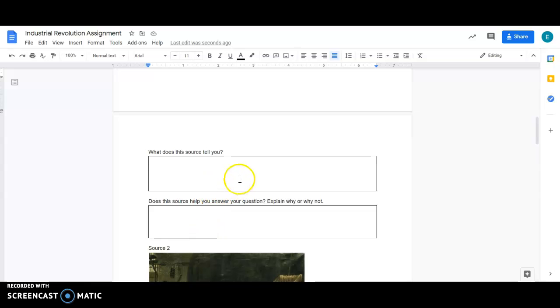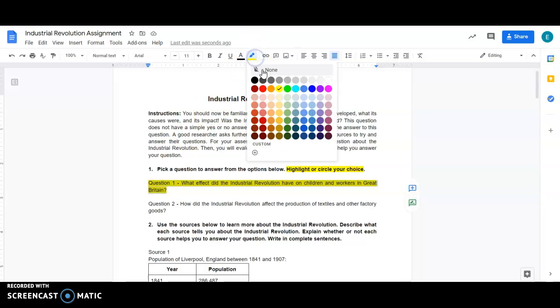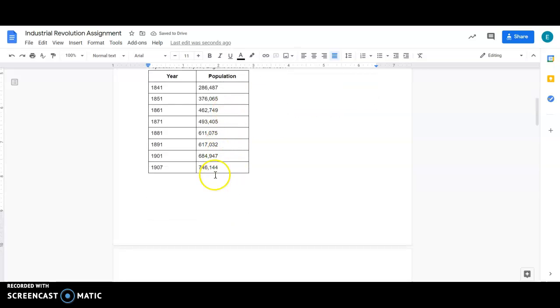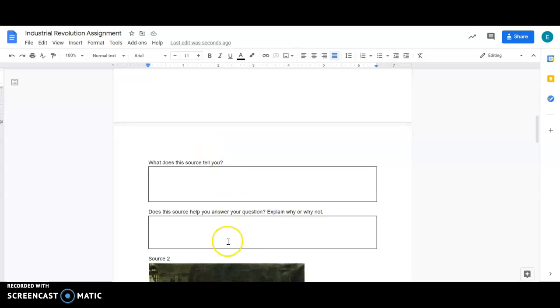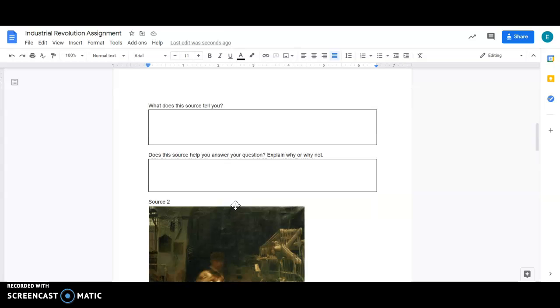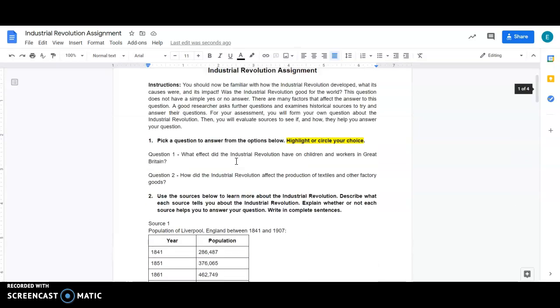Then, you're going to use that information from right here, what this source tells you. Question 2, does it help you answer your chosen question? So you might have done question 1, you might have done question 2, but it doesn't matter. How does this information help you answer your question or not? Okay? So yes or no, and why? Why does that information help you answer that question? Why does it not help you to answer your question? You're going to repeat that for each of the sources.